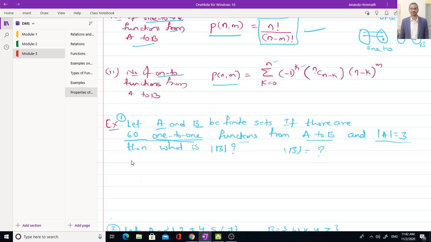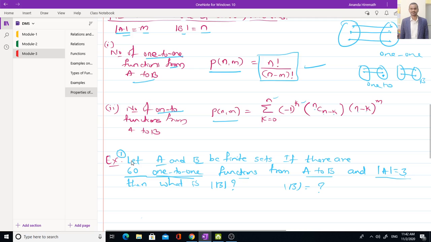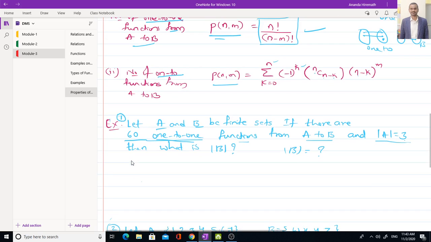So how to find the number of one-to-one functions? The formula is this, P(n, m). So let me write it here. Solution. First write the given data. It is given the number of one-to-one functions is 60, and the number of elements in A is also given, 3. The number of elements in B is not given, that is the question. So for P(n, m), the formula is n factorial divided by (n minus m) factorial.